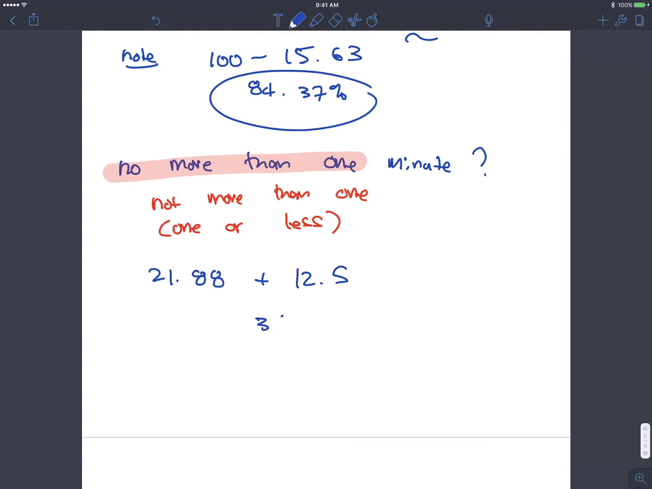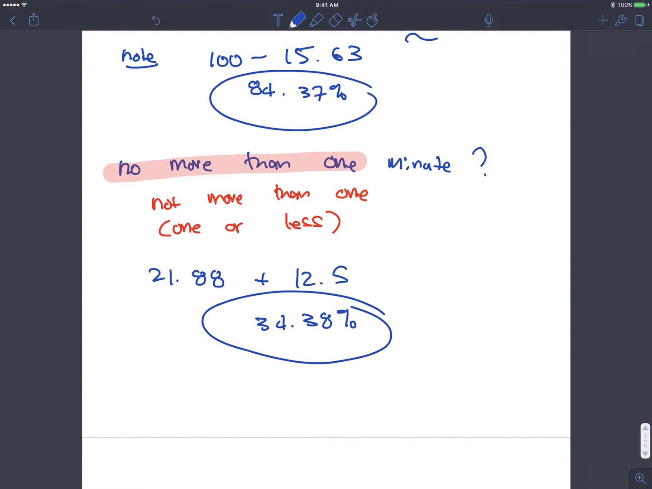Gives us 34.38. So 34.38% of the sample waited no more than 1 minute in line. This is how we go about answering that question. Okay, the next one, between 2 and 4.